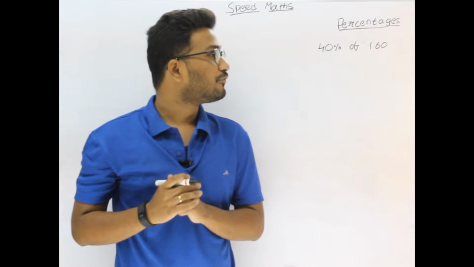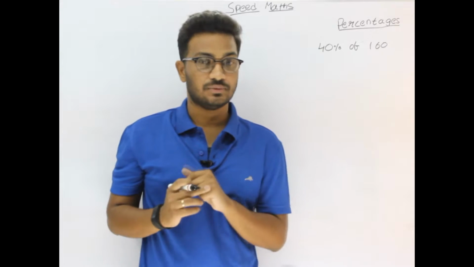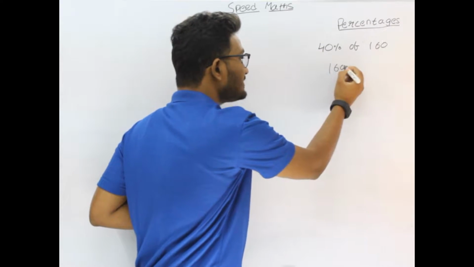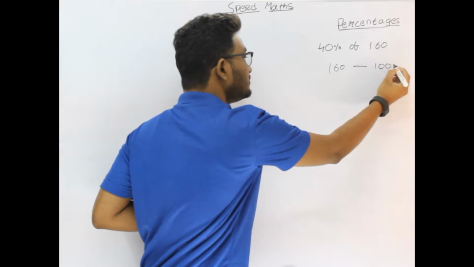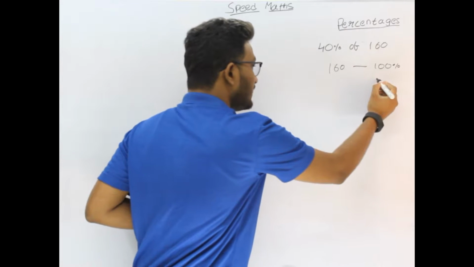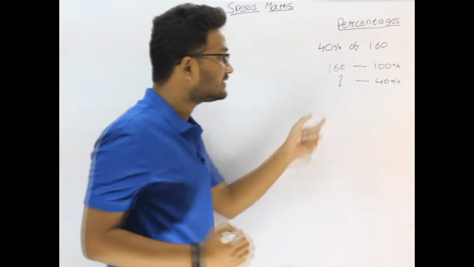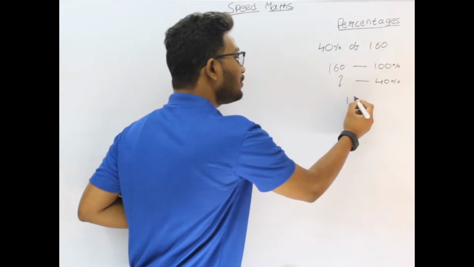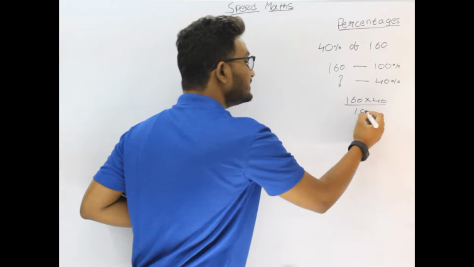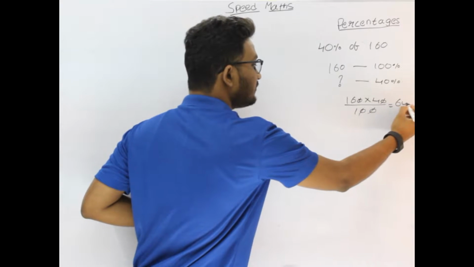Here we have to find 40% of 160. The moment students see any percentage problem, they try to write numbers like this. They all know that 160 is 100%. What do they want to know? 40%. So they write 40 here and they try to get the answer like this: 160 into 40 by 100, which will give them the answer as 64.